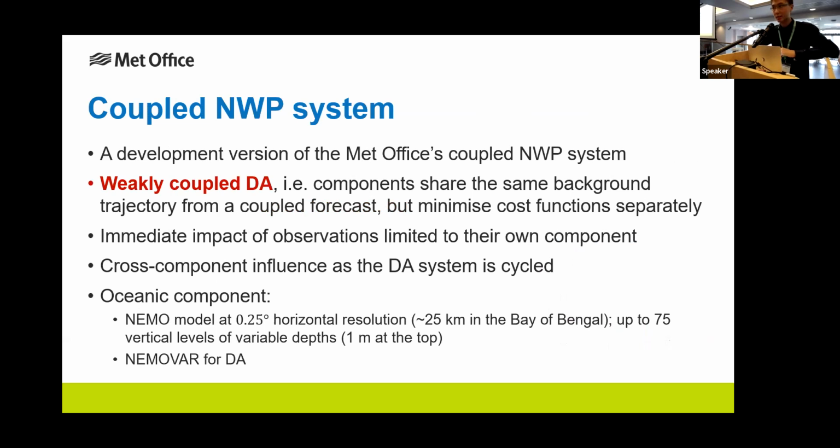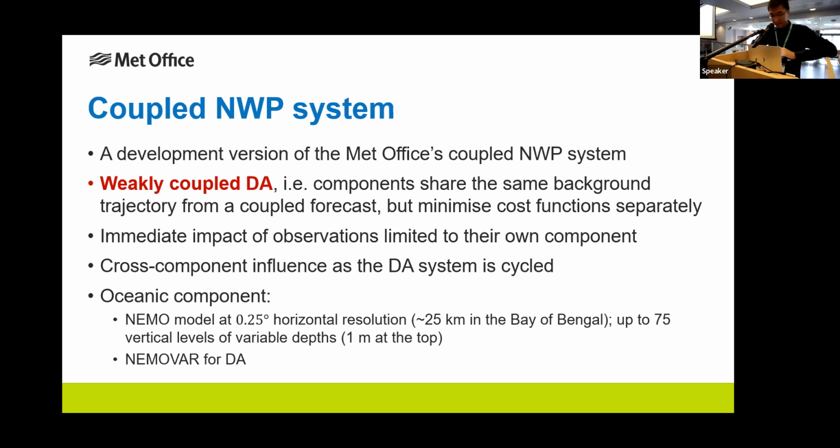So DA is weakly coupled. And what this means is that when we have the background, the trajectory for the background is from a coupled model integration, so it's shared between components. But then once we have that, we do the variational minimizations separately, component by component. So this is a parallel process. Then you glue the analysis increments together to add them to the coupled model. Then you run the next coupled forecast. So this is what I refer to as weakly coupled data assimilation.